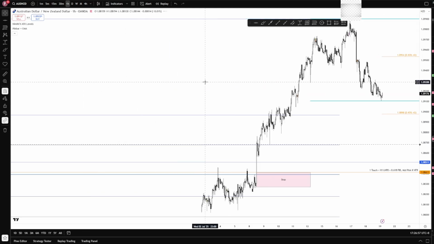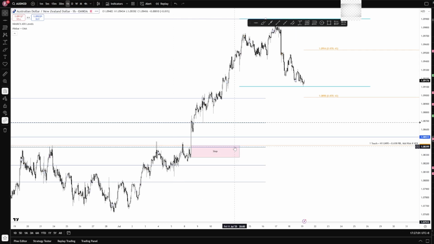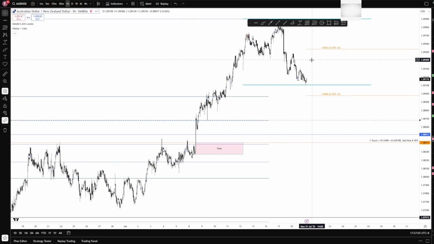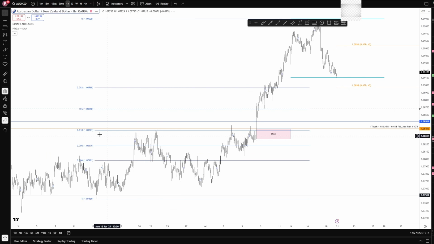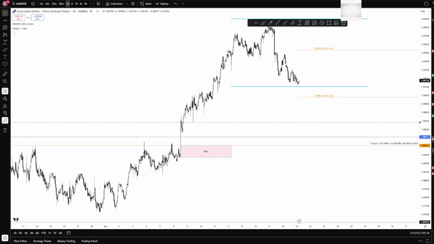So zooming down to the H1 after marking out my level on the daily, this is how I'll frame the trade. It also aligns with the 0.618 fib. So yep, that's another of my potential setups.